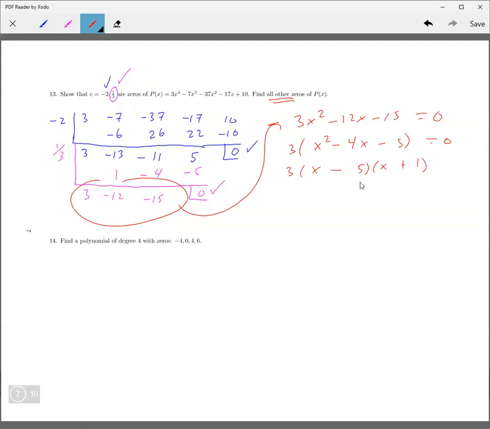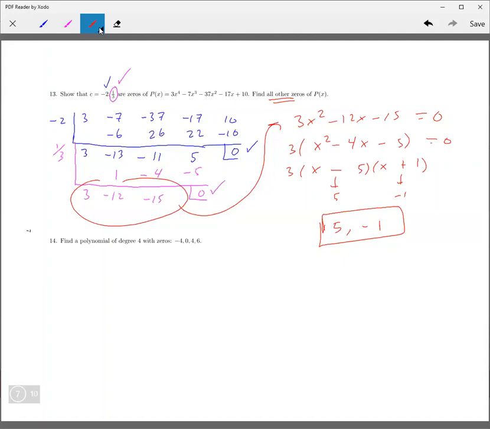And then I can factor this into x minus 5 and x plus 1. So this gives you negative 1, this gives you 5. So the other two zeros are 5 and negative 1. Okay, so those are the other two zeros. So all the zeros are negative 2, 1/3, 5, and negative 1.